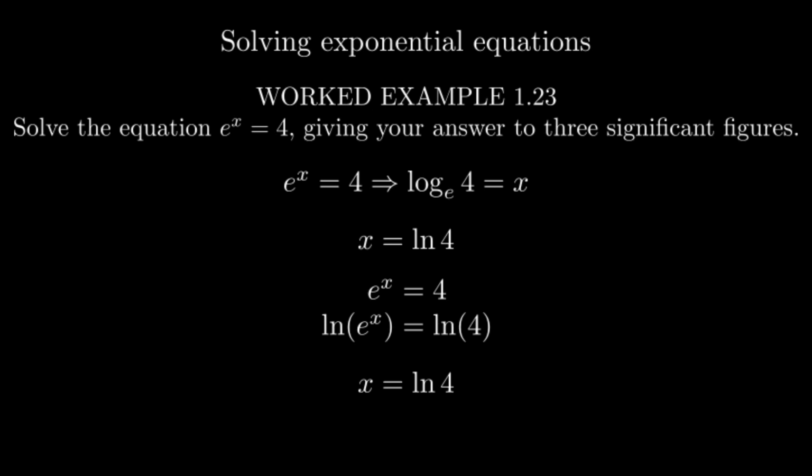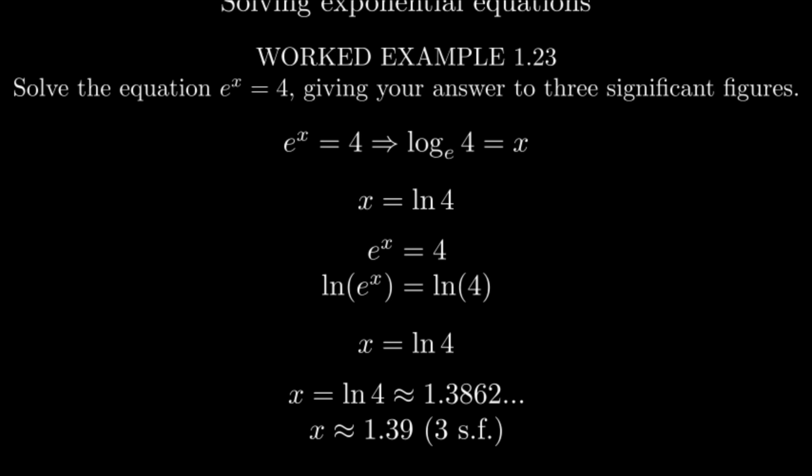The question asks for the answer to three significant figures, so we use a calculator. The natural log of 4 is approximately 1.3862. Rounding to three significant figures, we look at the 8, then the 6.